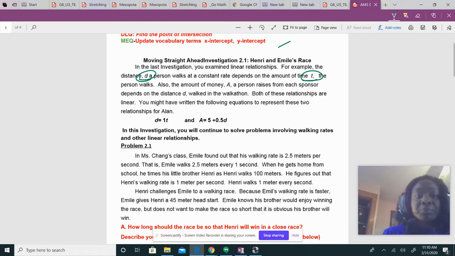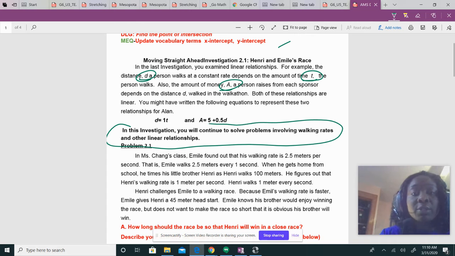that you can pose in the Google Classroom or just email me directly. In any case, the amount of money a person raises from each sponsor depends on the distance walked for the marathon, and the relationship shows like that. So that's what we focused in on. But now in this investigation, we're going to continue to solve problems involving walking rates and other linear relationships. So before we left, we did that work in investigation one.